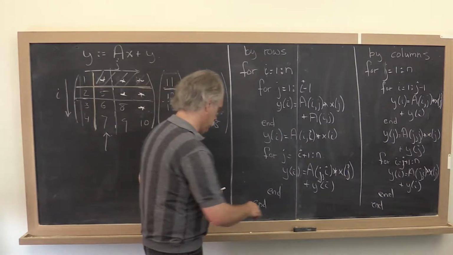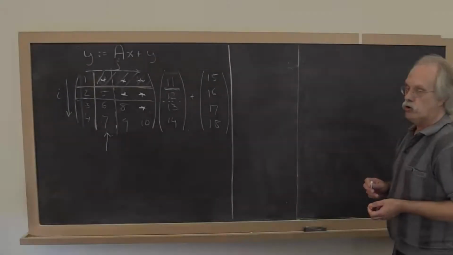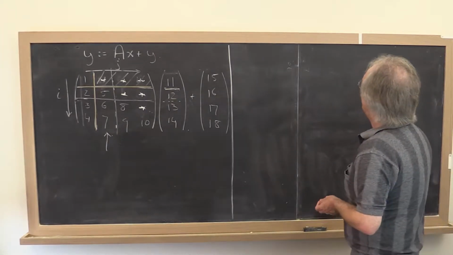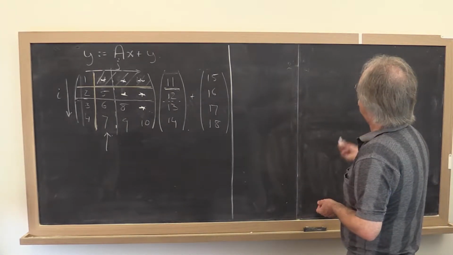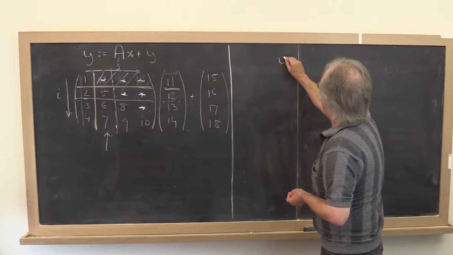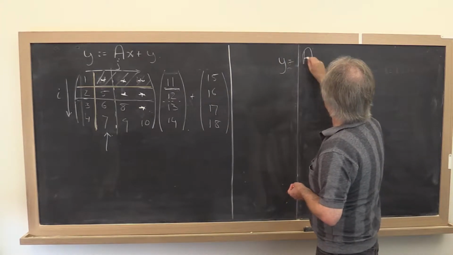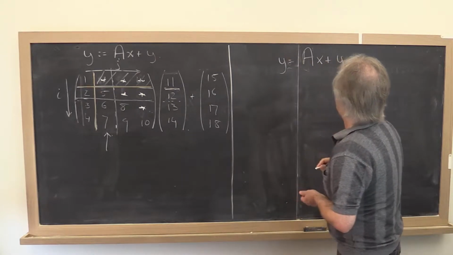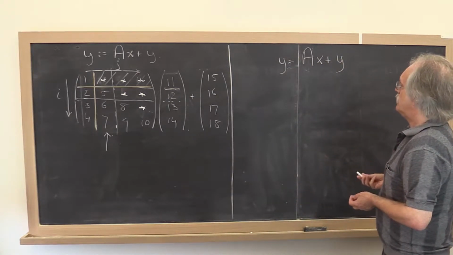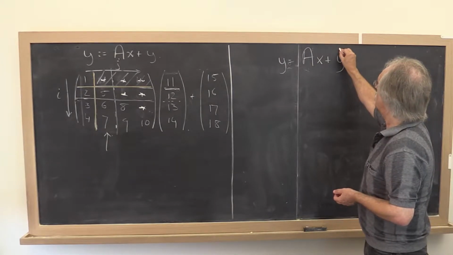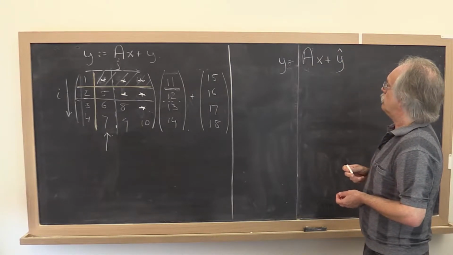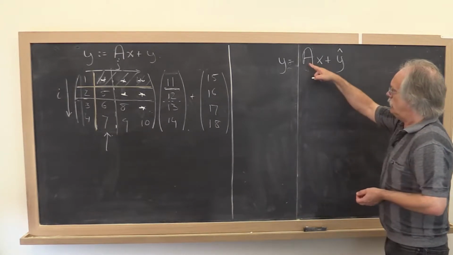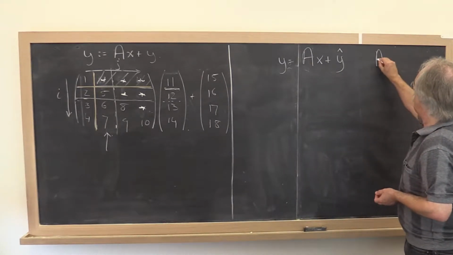I'm going to go and erase all of this here. Okay, now we have a partially clean chalkboard. How do we start? We want to compute y is equal to A times x plus y. Okay? And that means that the post-condition for what we want to compute is y is equal to Ax plus y hat. Okay? Now, A is symmetric.